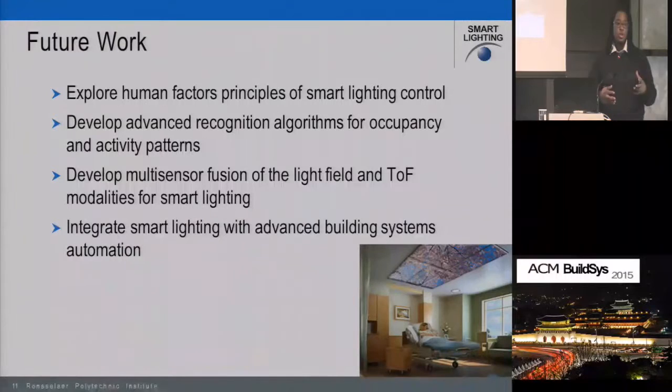We're also moving towards including building automation such as automatic shutters, communication with the HVAC system, etc., to make a more complete view of the smart conference room.